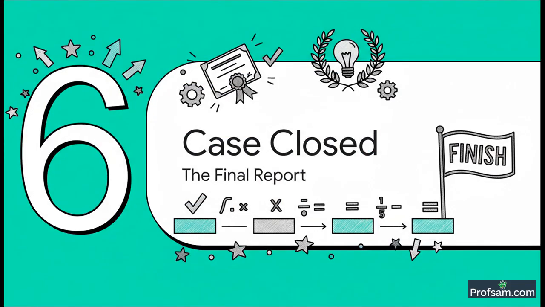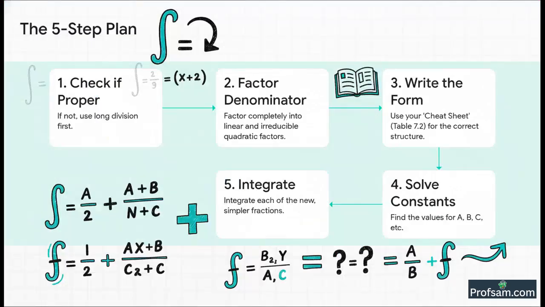Fantastic work! We've cracked both the simple cases and the tricky ones. So now, let's put it all together and write up our final report. This is the complete method from start to finish. Here it is, your 5-step plan for any partial fraction problem. Number 1, check if it's a proper fraction. If not, divide. Number 2, factor the denominator as much as you possibly can. 3, use your cheat sheet to write down the correct form. 4, solve for all your constants, A, B, C. And finally, number 5, integrate each of those simple little fractions. That's it. That's the whole method.